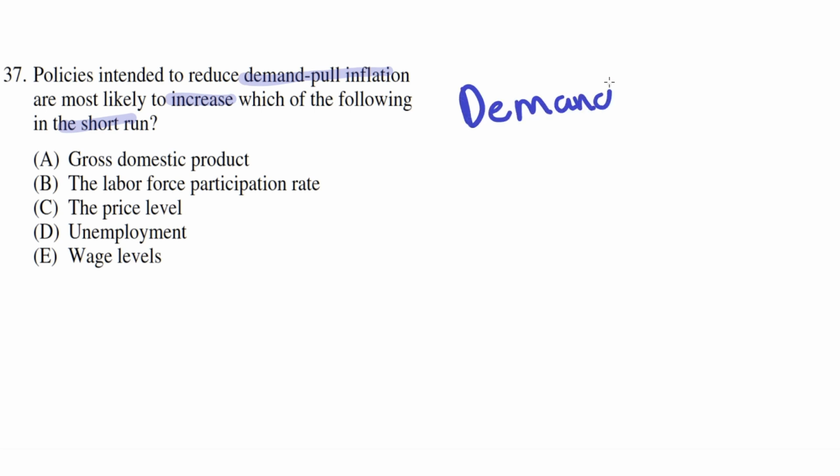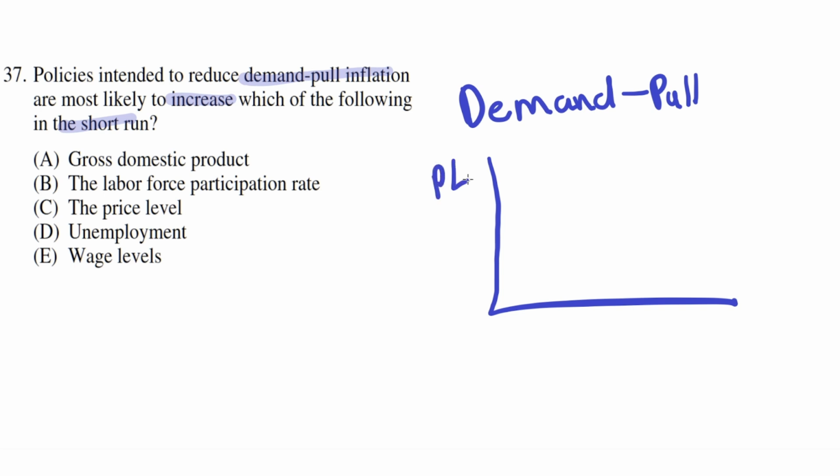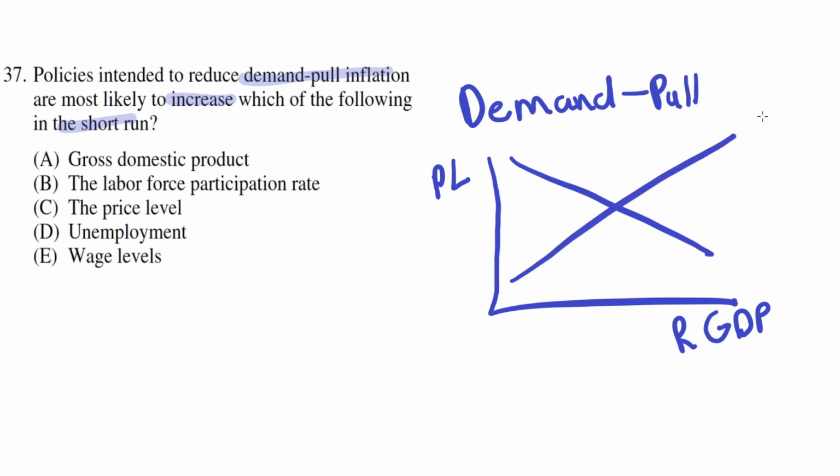Demand pull inflation is the result of a shift to the right in the aggregate demand curve, and this is shown easily on a graph of the aggregate demand versus aggregate supply. So for this curve, these are the two axes, the real GDP and price level, and then there's the two sloping curves, short run aggregate supply and aggregate demand.